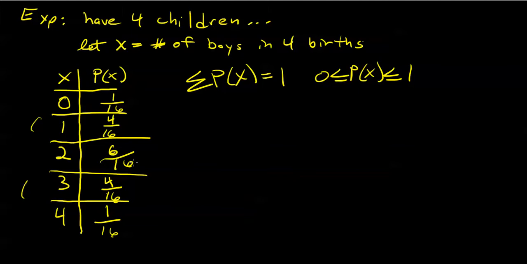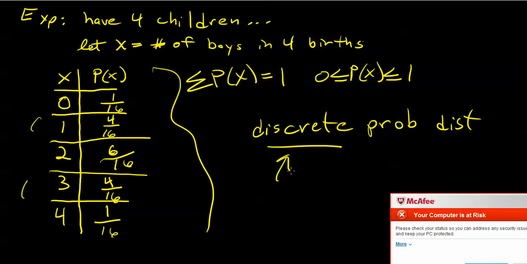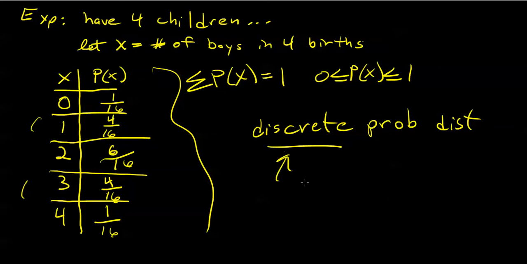Alright, so there's another probability distribution. In class we did X equals number of girls in 3 births, I believe it was. So here's the 4 case, constructing the probability distribution for number of boys in 4 births. Alright, this is what we call a discrete probability distribution. And by discrete, we mean not continuous.